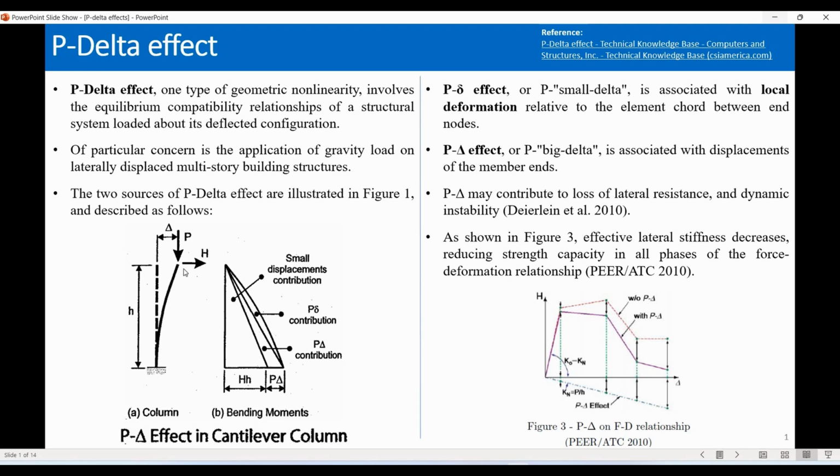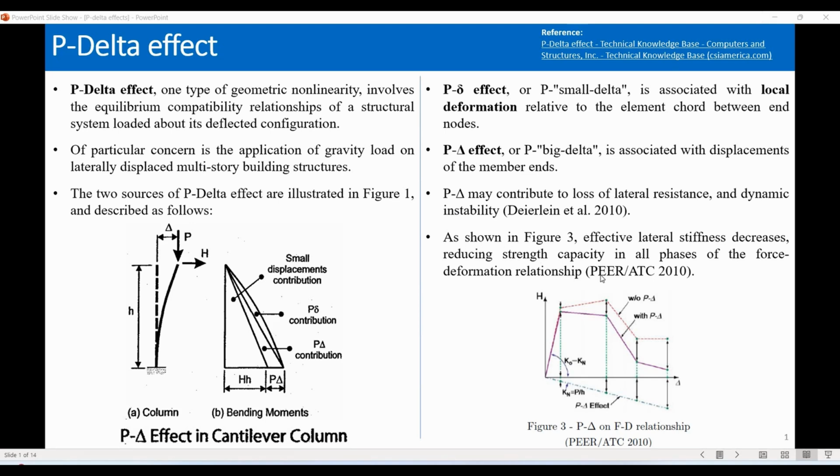Then due to this curvature or this bending, this column is not straight lined now and there is local deformation happening here at the middle, for example. P small delta accounts for this local deformation. And P big delta may contribute to the loss of lateral resistance and dynamic instability. Therefore, we can say that P big delta is just the global response happening to the structure, while P small delta is related to the response happening locally to the member itself.